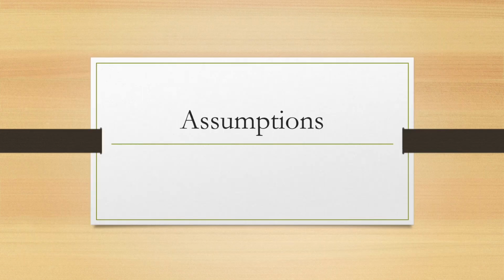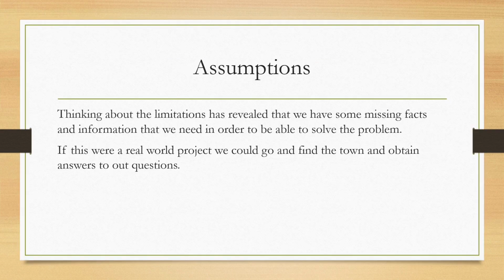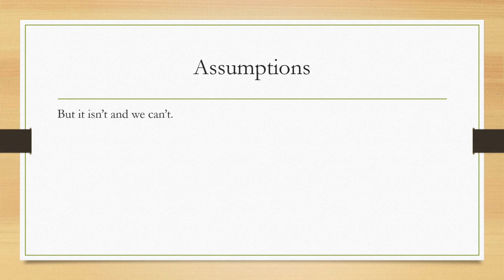Which brings us to our next point. We just had a problem. Well, in our limitation, we revealed that we had some missing facts or information that we need in order to be able to solve this problem effectively. So if this was a real world project, we could just go and find the town and obtain answers to our questions. We could know for certain if the township did have good mobile phone reception or whether it was just in a black spot. But it's not real and we can't go there.